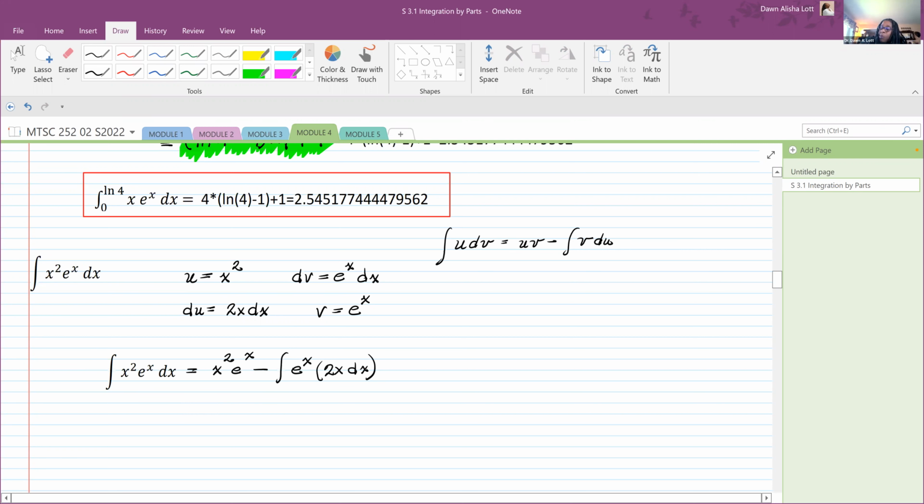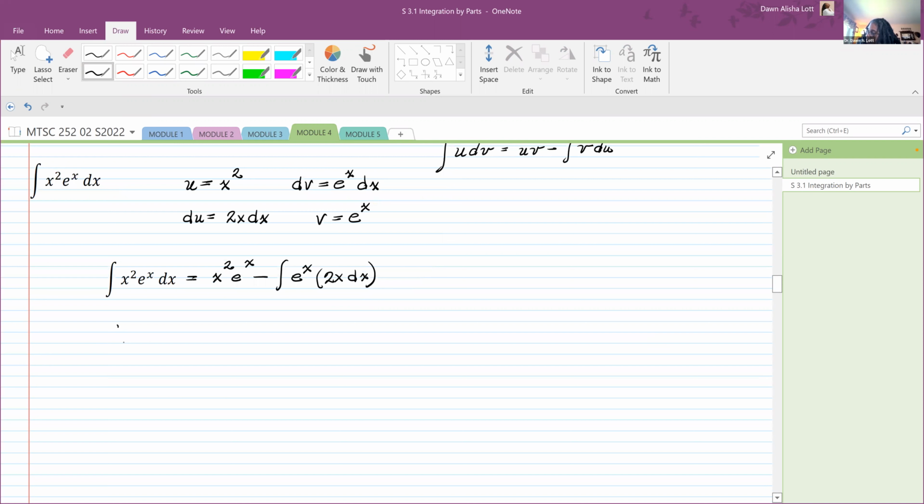So now the integral of x squared e to the x dx is x squared e to the x minus 2 times the integral of x e to the x dx. Oh my goodness. And so, lo and behold, after all that work, I have the nerve to get down here to another integration by parts.